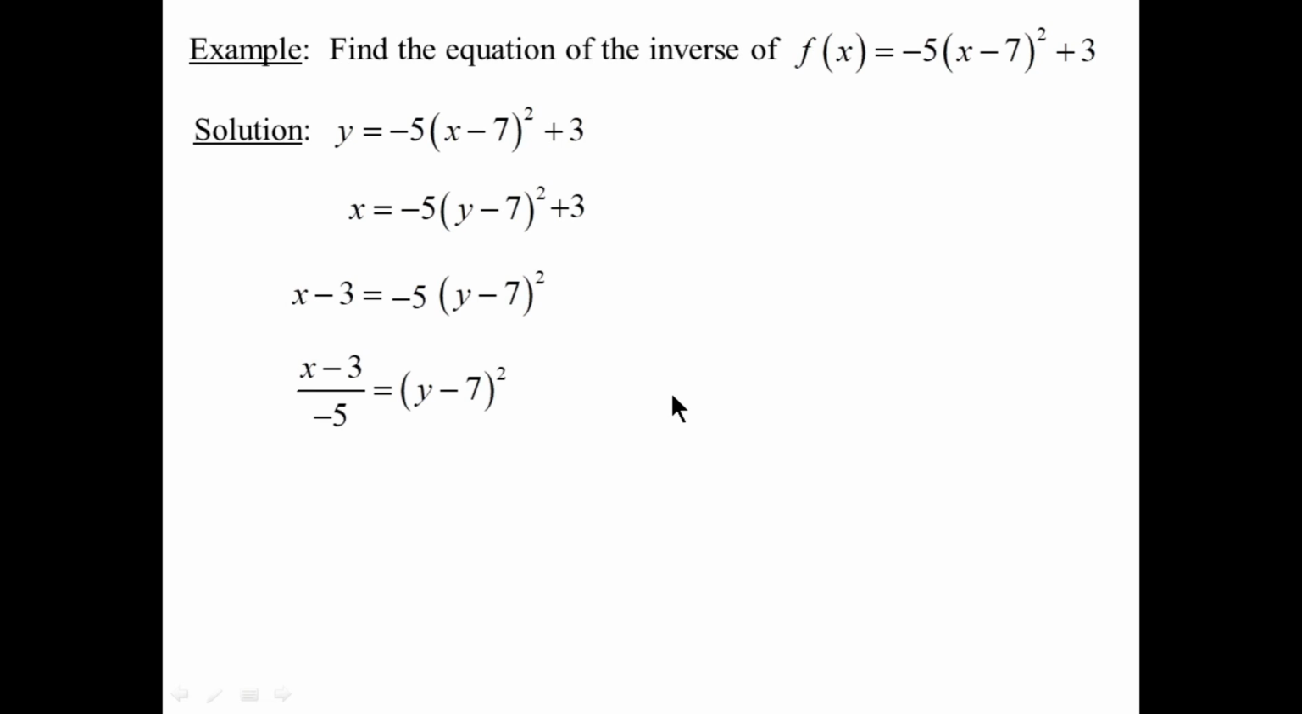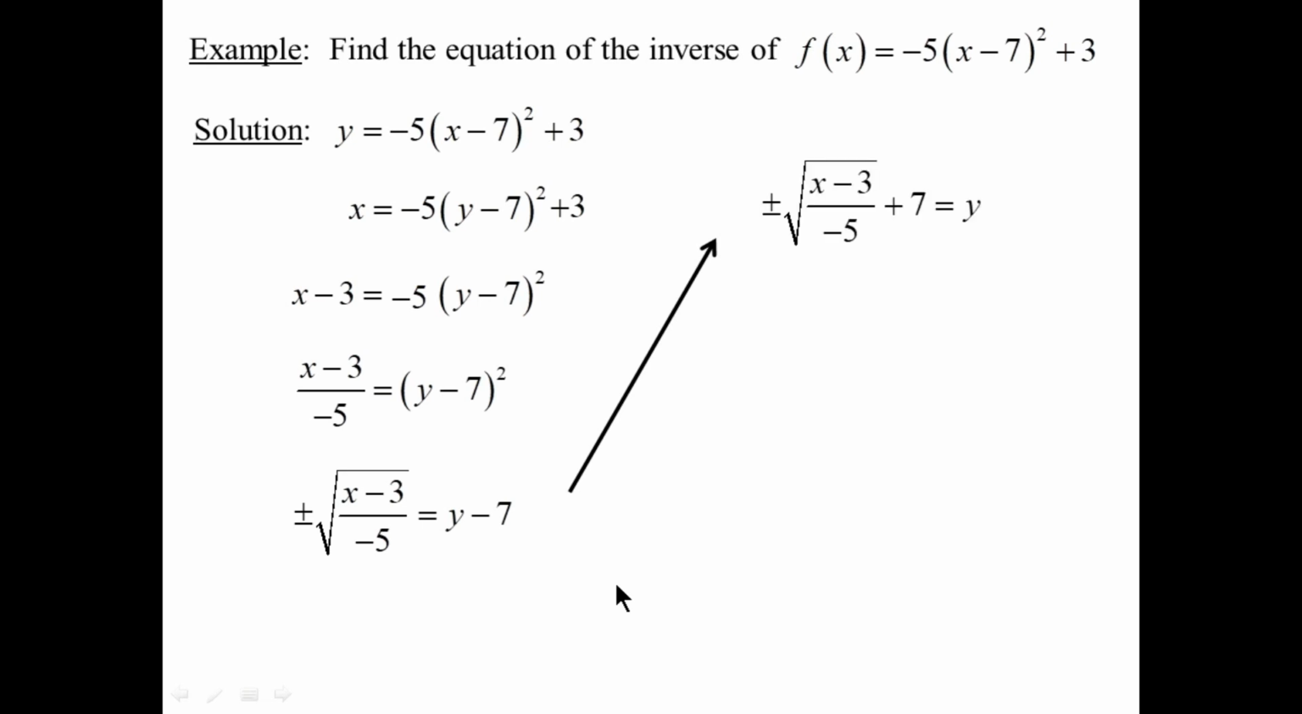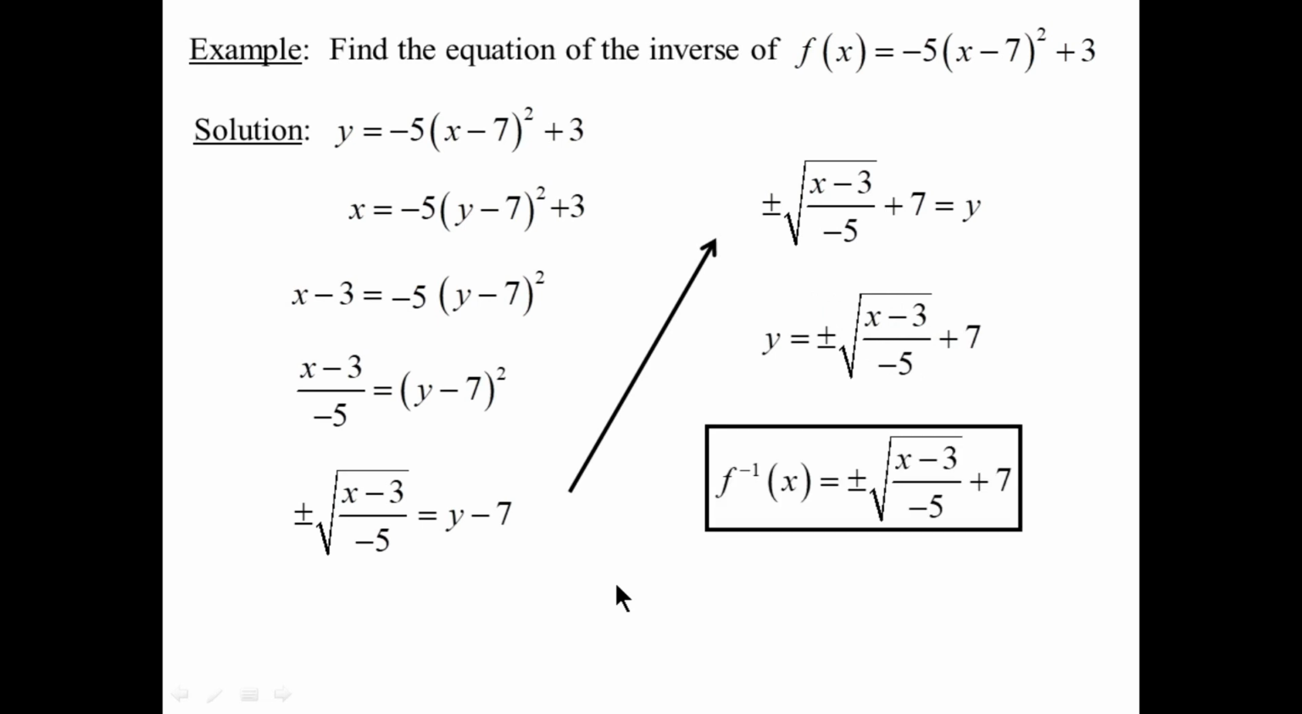And now we'll take the square root of both sides. When we do this, we go plus or minus on one side. I chose this side because this side has 2 terms. It's more awkward. Dragging the minus 7 across, making it plus, and turning it around, we get our inverse f function of x.